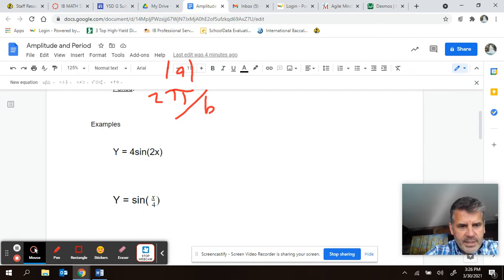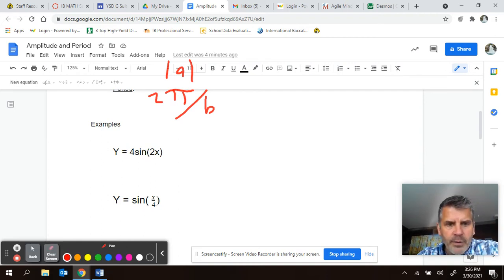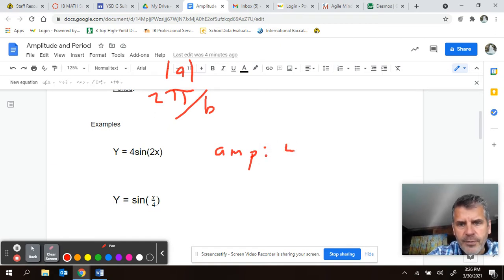We'll check this on Desmos, but let's take this function: y equals 4 sine 2x. We should be able to say that our amplitude is just 4. Now, if it was negative 4 sine 2x, which could happen, the amplitude is still going to be 4 because we take the absolute value of a. And what's our period in this case?